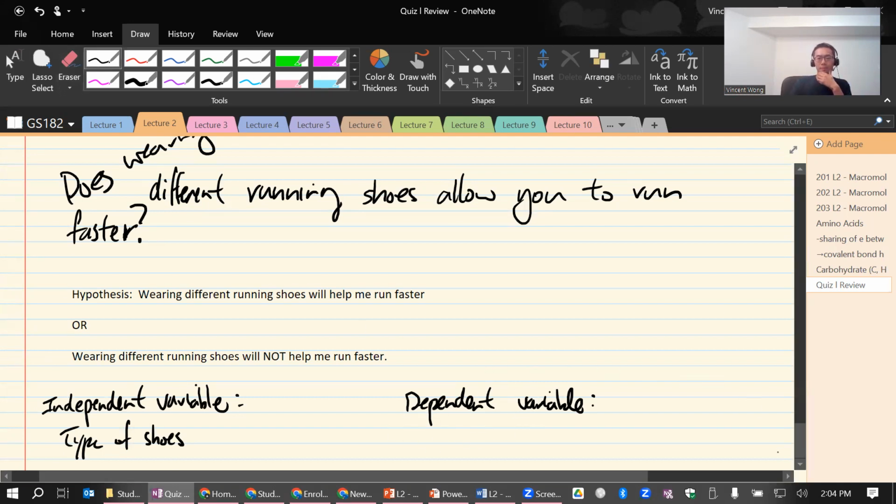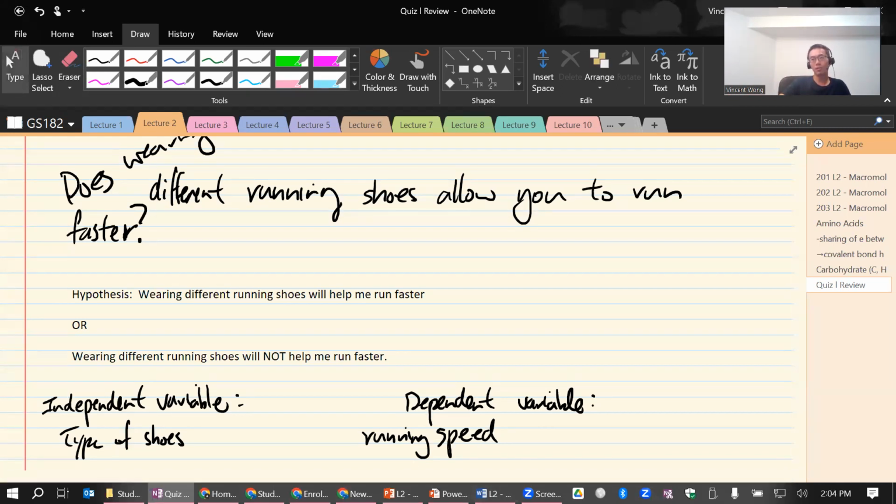Dependent variable, your speed. Yeah, exactly. How fast you run, right? Speed, right? Running speed. So for example, you can run a 5K and then you keep track of your time, right? See how fast you run.